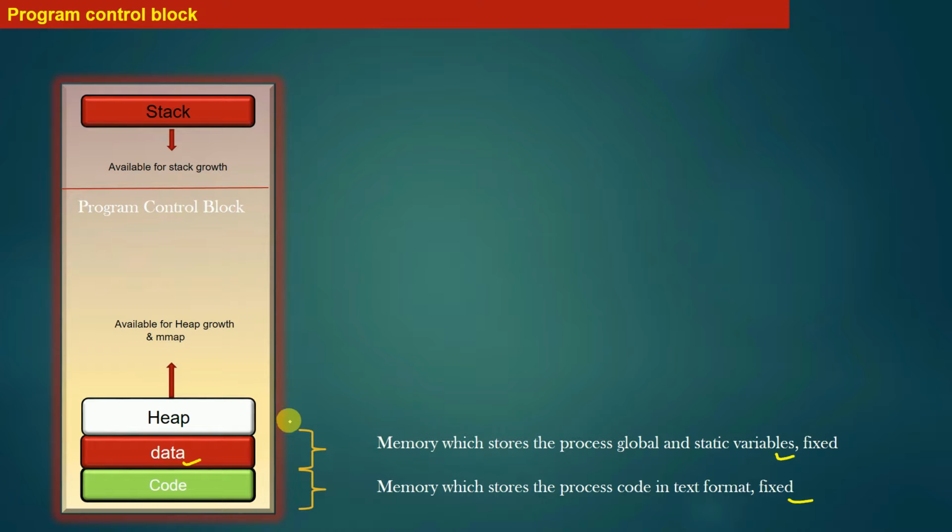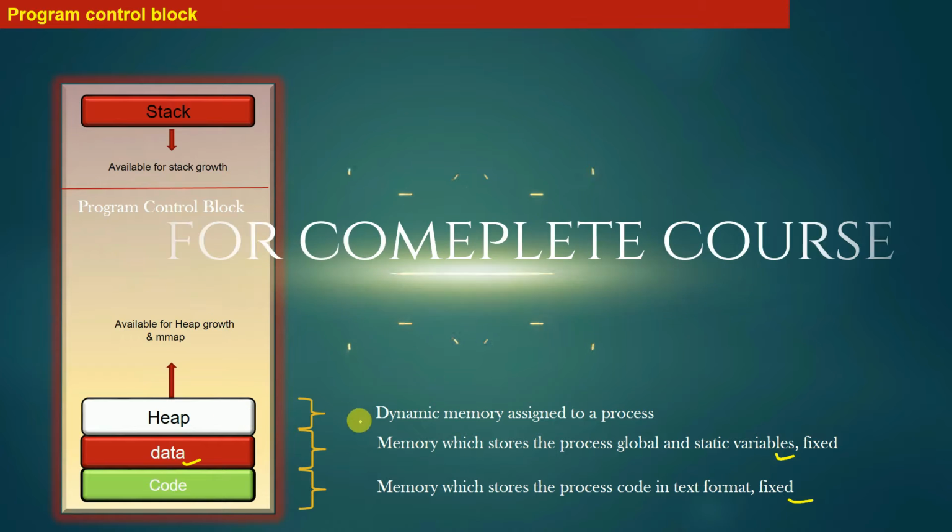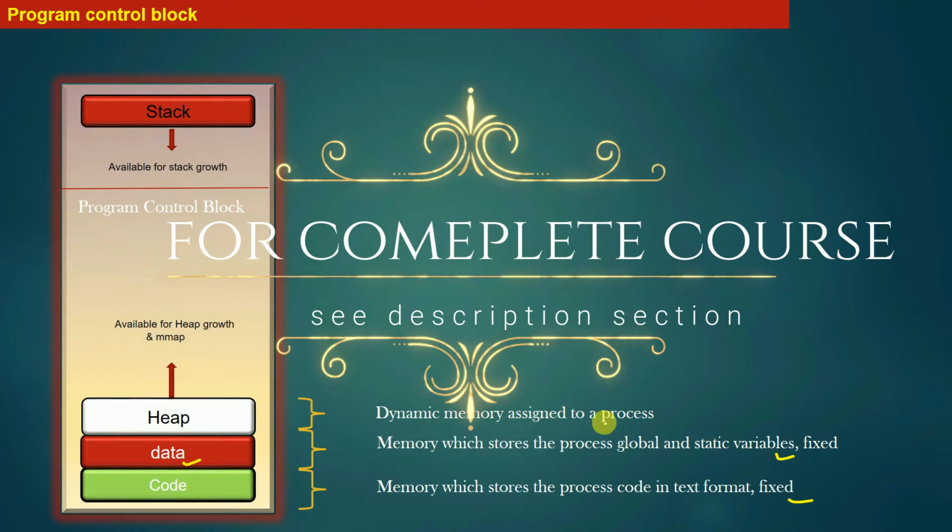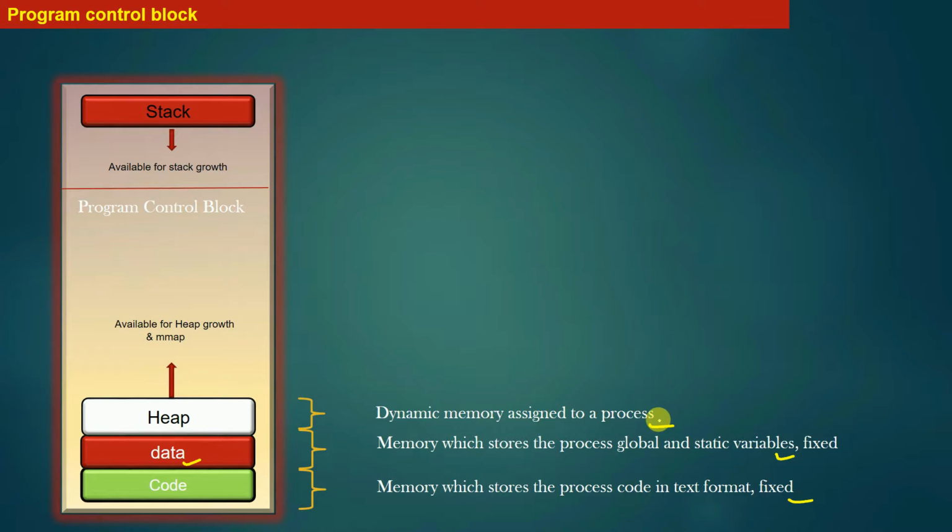The next portion of the memory is the heap memory. This memory actually stores the dynamic memory which is assigned to a process. So you must have used malloc and calloc system calls. What do these system calls do? These calls allocate dynamic memory to your process. So that is the reason that heap memory can actually expand, that is, it can grow and shrink. So if you call more number of malloc calls in your program and allocate more memory, your heap portion of virtual address space will grow. And if your program frees the memory, then the heap portion of this virtual address space will shrink.